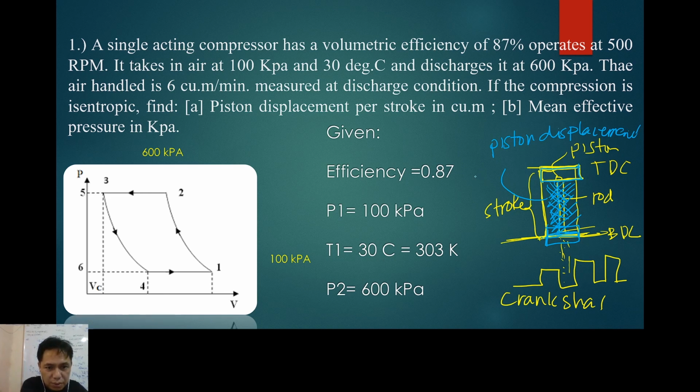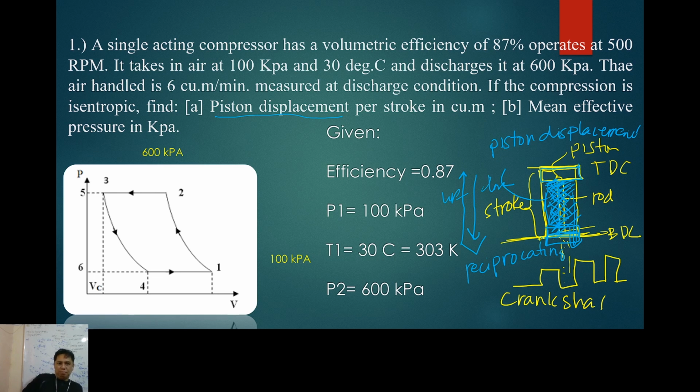So, pupunta yung piston mo pababa, then going up. Going down, then going up. Why? Because that's the motion of the piston. Because piston is reciprocating. Right? So, going up and going down. So, the volume that the piston occupies when it goes down and goes up is called the piston displacement. The other one is mean effective pressure. That's the average pressure that the piston is having.